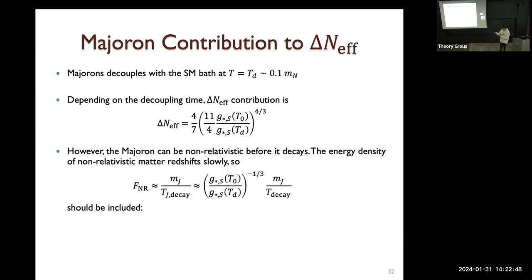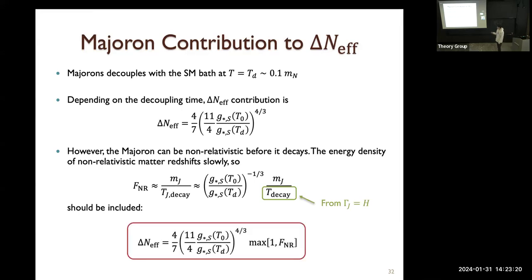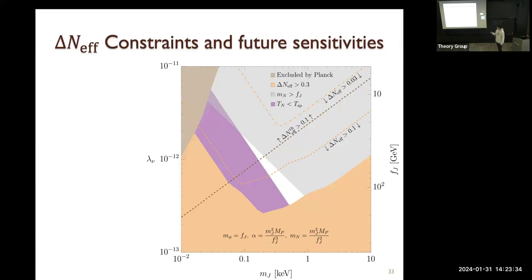But our Majoron has a mass, so it's possible that this Majoron becomes non-relativistic before it decays, and then we need to consider this effect. If this happens, the Majoron becomes non-relativistic, then of course there's an enhancement factor, roughly m over T_Majoron, at T_decay, the decay of the Majoron temperature. And I can translate to the photon temperature with this g_star factor. And of course this T_decay comes from Gamma equals H. The final result of the delta N_eff is just this factor for the relativistic part, and we have this additional factor if the Majoron becomes non-relativistic before it decays. And this is our delta N_eff constraint and future sensitivities.